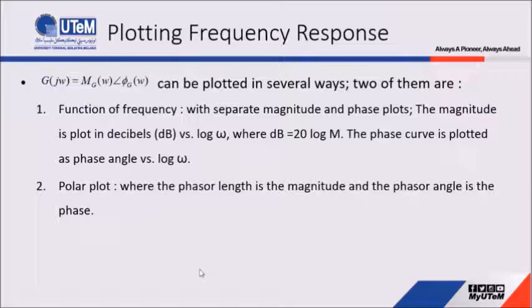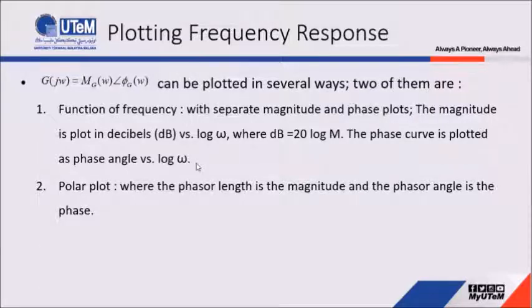This output response can be plotted in several ways. Two of them are by using functions of frequency with separate magnitude and phase plots. This technique we call the Bode plot technique, where the magnitude of this plot is in decibel versus log omega, which is the velocity of frequency, where dB is equal to 20 log magnitude. The phase curve is plotted as phase angle versus log omega. Omega is equal to the velocity of frequency, which is in radians per second.